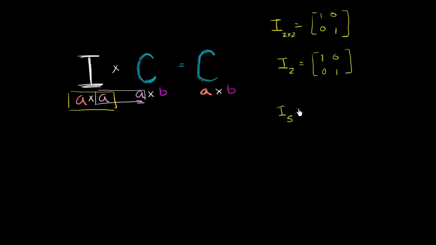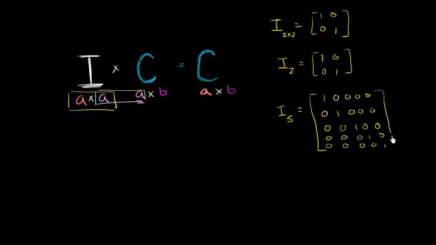Identity 5 is going to be a 5 by 5 matrix, with 1s along the diagonal and 0s everywhere else. You get the idea. The whole point here is just to realize that your identity matrix is always going to be a square matrix. And it works even when you're multiplying non-square other matrices.